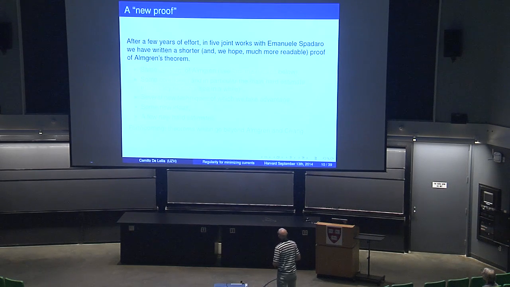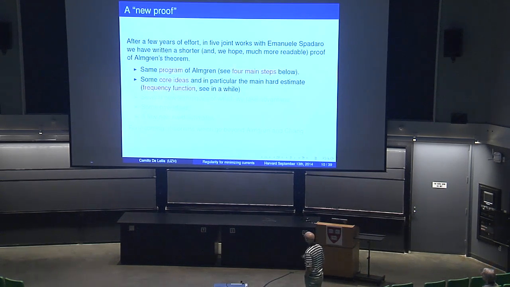After a few years of effort, I think I started actually studying this problem maybe back in 2004 when I was a postdoc of Tristan Rivière at ETH. So maybe it was even the end of 2003. Together with a former PhD student of mine, we actually could produce a shorter and, we hope, much more readable proof of Almgren's theorem.